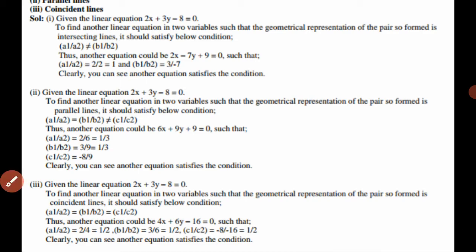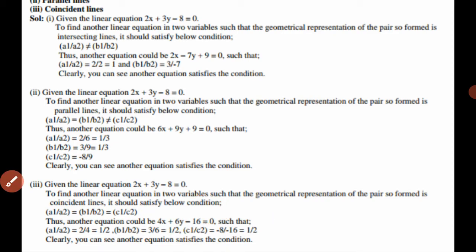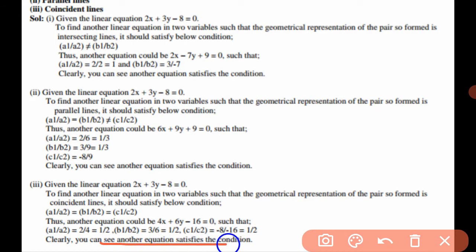Now similarly, in the third case we have 2x plus 3y minus 8 equals 0, and the lines should be coincident. Coincident lines means a1 upon a2 equals b1 upon b2 equals c1 upon c2. So here we can take the equation 4x plus 6y minus 16. When we represent this, it will satisfy the given condition. So in this way we can make this equation.